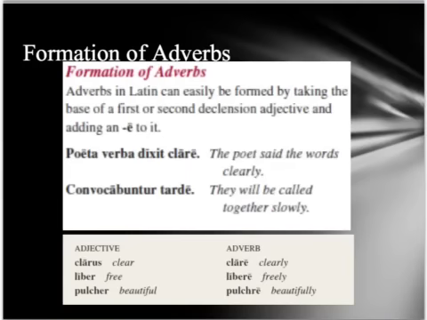You can turn adjectives into adverbs. The way you turn an adjective into an adverb, like taking "clear" and making it "clearly," is by taking off the us and adding an e. So liber, free, becomes freely by adding an e, and beautiful becomes beautifully by adding an e. So it's simply, you take the adjective, remove the us, and add an e. If there is not a us at the end, like liber and pulcher, you just simply add an e.